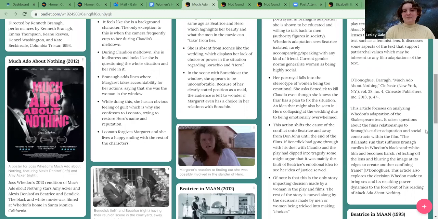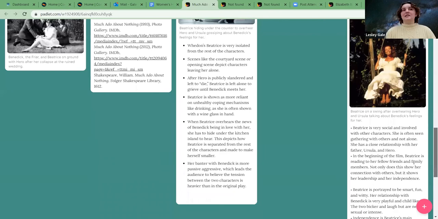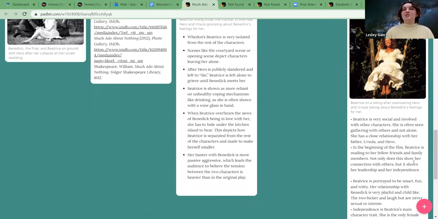And then for Beatrice, she's very isolated from the rest of the family in Whedon's version. There are scenes like the courtyard where she leaves the rest of the family, and then Benedick ends up leaving her after she is grieving Hero's fake death. She is left alone to grieve until Benedick comes and acts as a savior, and they work out a plan together.